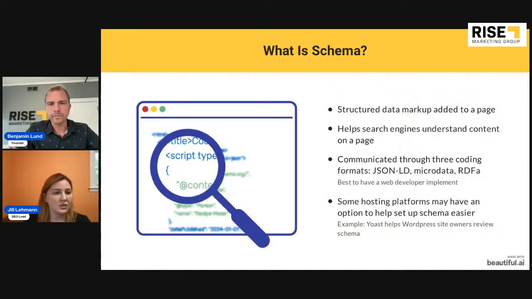But there's plenty of tools that you can use to help implement this on your site and make sure that the code is properly set up. And there's a few hosting platforms that also have options for automatic schema setup that might already be on your site. So if you're using a web hosting platform like WordPress, you might see that through Yoast on each of the web pages, you have an option to review your schema and make adjustments.